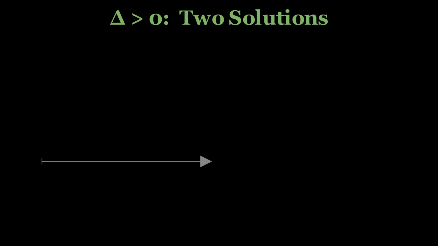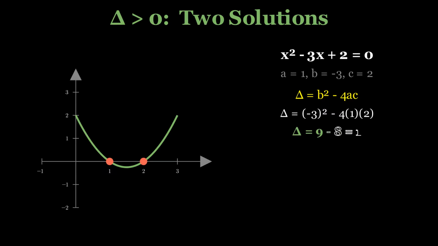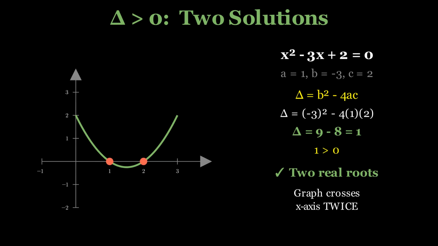Let's start with a positive discriminant. Example: x squared minus 3x plus 2 equals 0. Identify: a is 1, b is negative 3, and c is 2. Write delta equals b squared minus 4ac. Substitute: negative 3 squared minus 4 times 1 times 2. 9 minus 8 equals 1. 1 is positive, so we have 2 real roots. The graph crosses the x-axis twice.